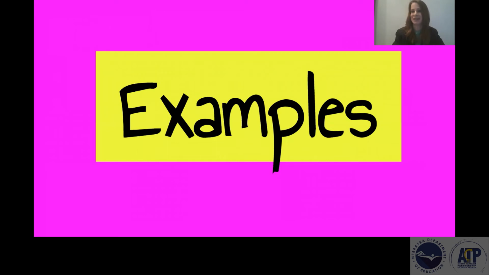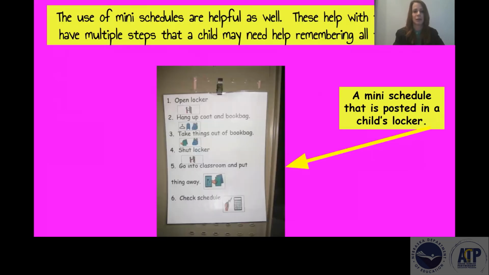So let's look at some examples. Oh, and you know what? I did say we were going to talk about mini schedules, didn't I? So a mini schedule is something that you use during your day at a particular time where the child might break down or need more detail. So maybe on the schedule, initially it just says locker, classroom, journal, reading, break, math.